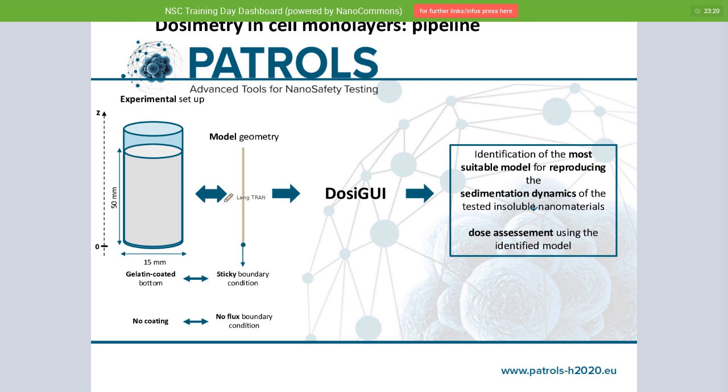So, you can imagine here the gelatin coated bottom gives a sticky boundary condition. And of course, if there's no coating, then we apply a no flux boundary condition. So if you have an experimental setting like this one, then you identify the most suitable model that represents the sedimentation dynamics, and you can test that with insoluble nanomaterials that you have in mind.